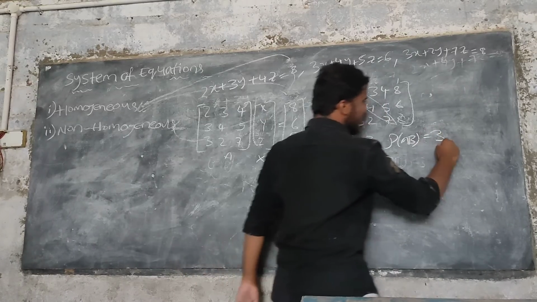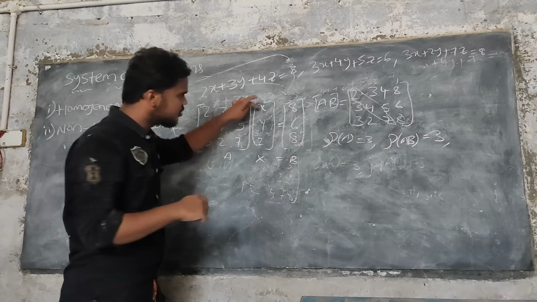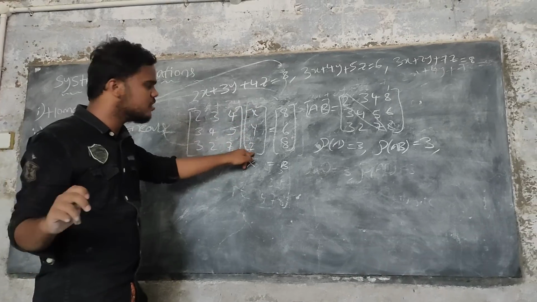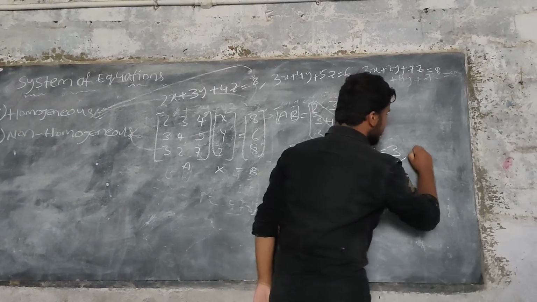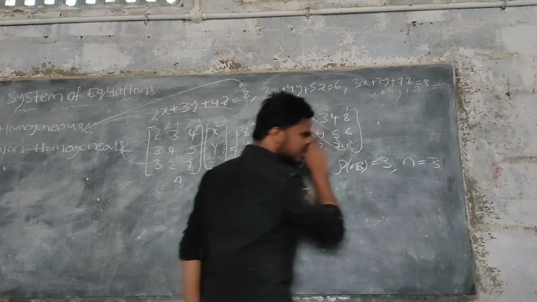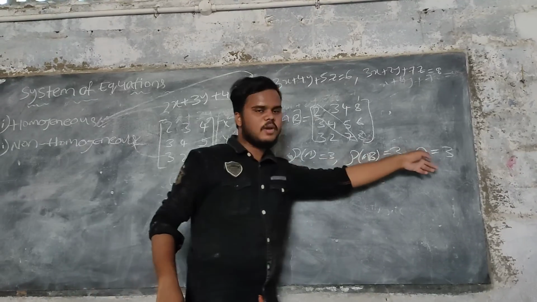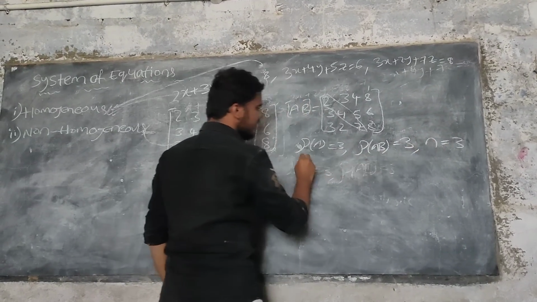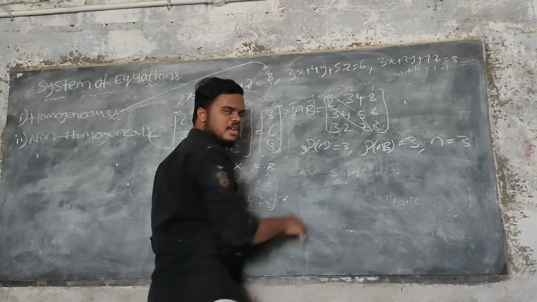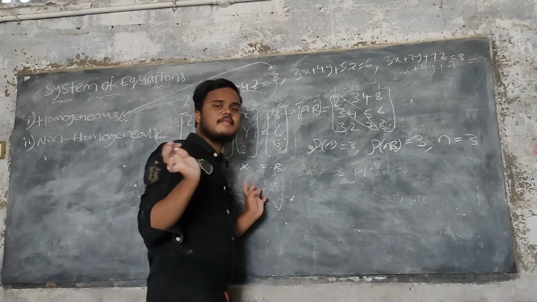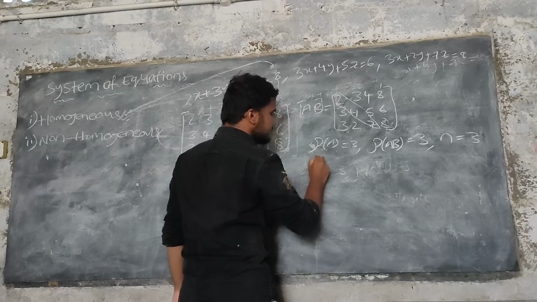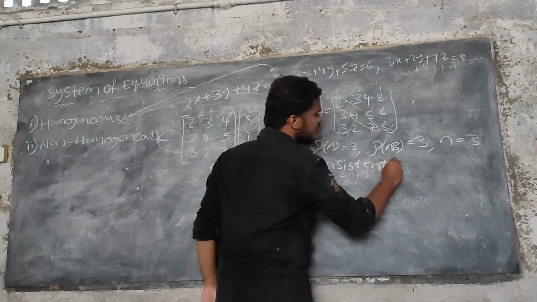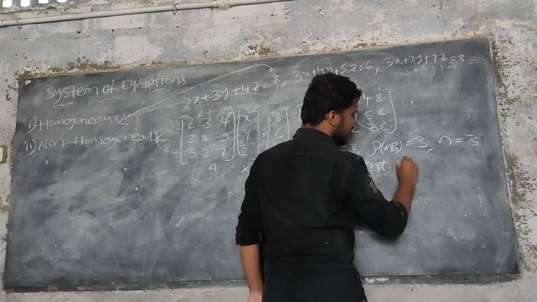Then check the number of unknowns. The number of unknowns is also 3, since x is one unknown, y is one unknown, and z is one unknown. So the number of unknowns, N, equals 3, where N means number of unknowns. If we get all of these equal, then the equation is consistent and has a unique solution, friends.